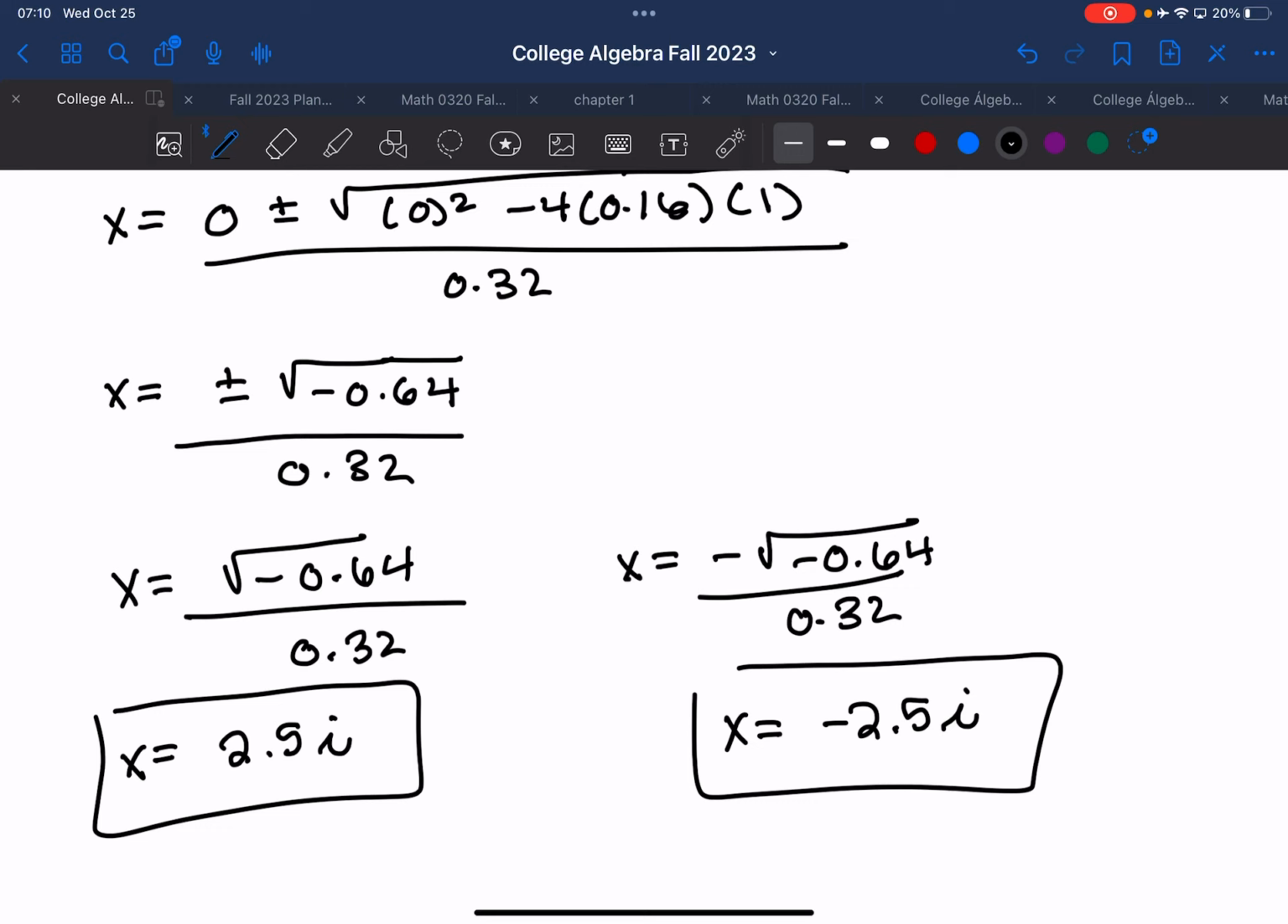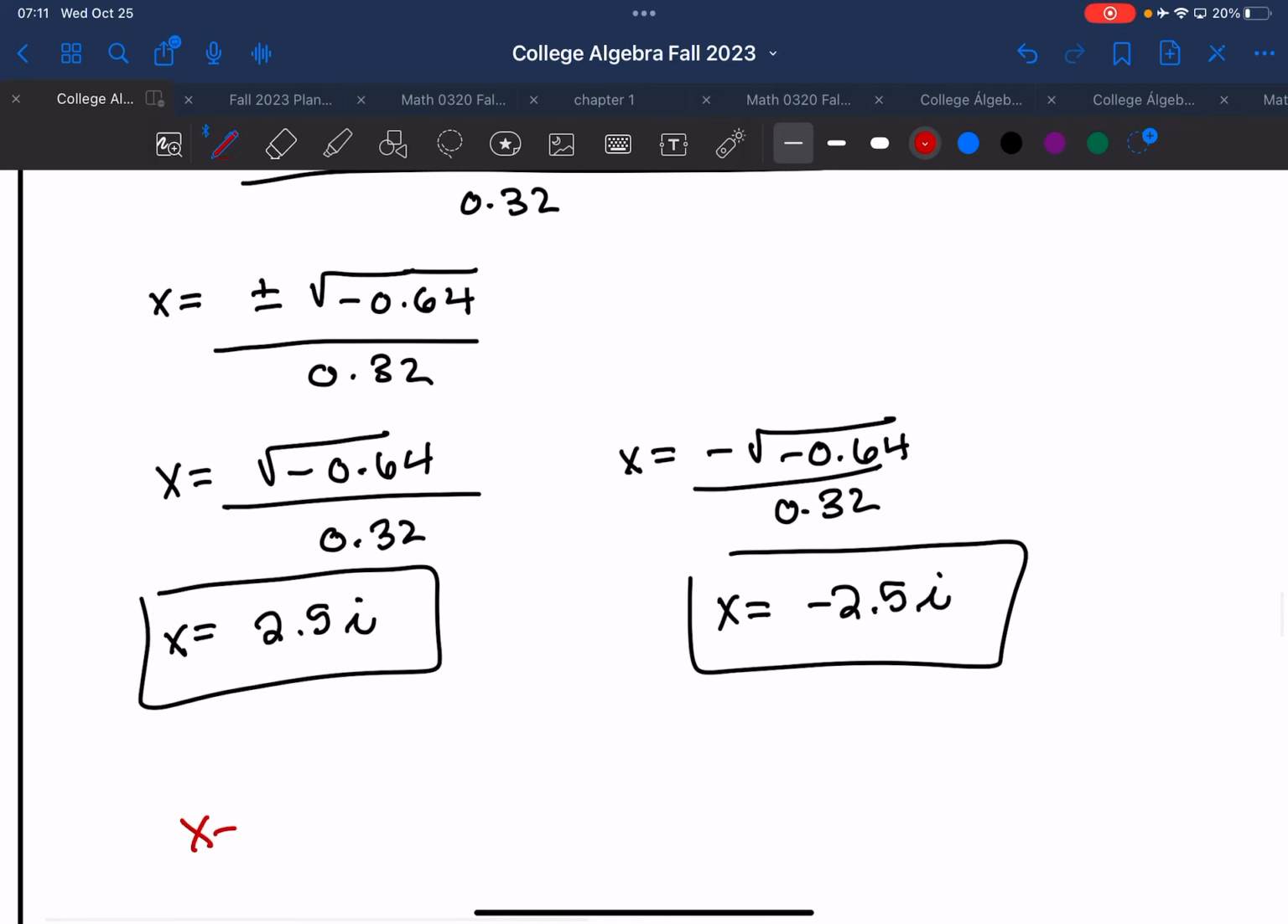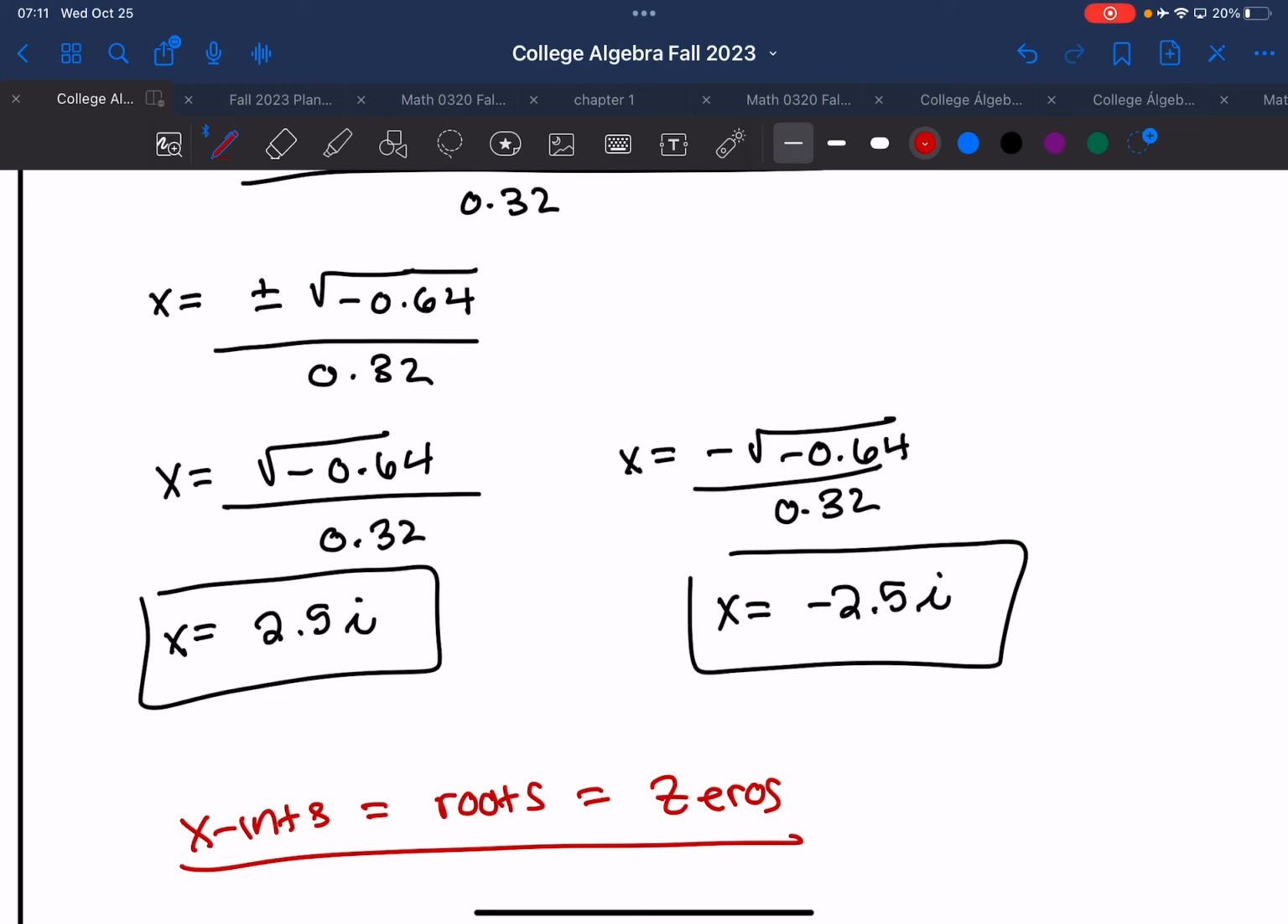Any questions on using the quadratic formula? So again, we use the quadratic formula to find what? Our x-intercepts. So if you have a problem where it says find the x-intercepts, or find the roots, or find the zeros, those are all the same thing. So x-intercepts is the same thing as roots, which is the same thing as zeros. All those words mean the same thing. If you're asked to find any of those, always use the quadratic formula.